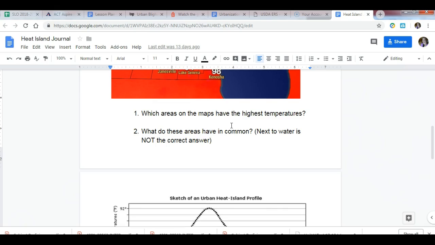So I'm going to give you like 10 minutes to work on finishing this worksheet. Most of you got the graph done. If you didn't, that's totally fine.